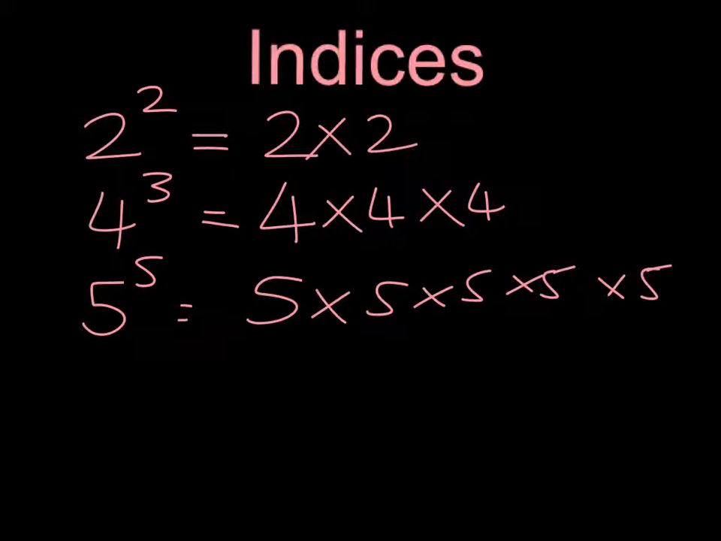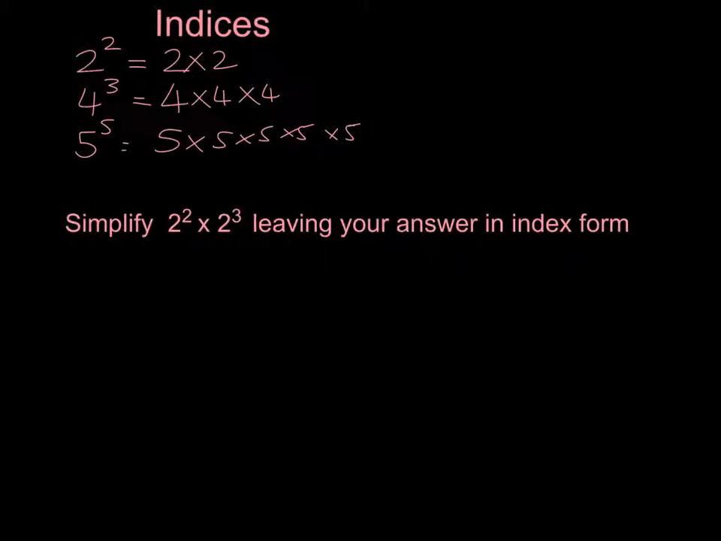So the golden rule for this kind of work is, if in doubt, write it out. A GCSE question could be: simplify 2 squared times 2 to the power of 3, leaving your answer in index form. So it's saying index form, with the indices, so with the power. So if in doubt, write it out.